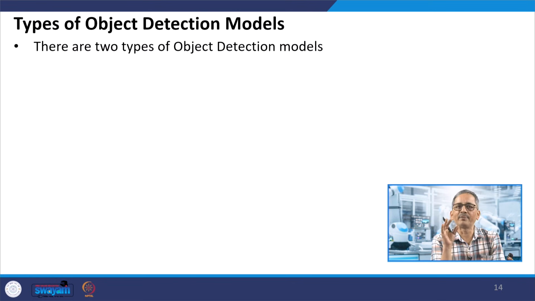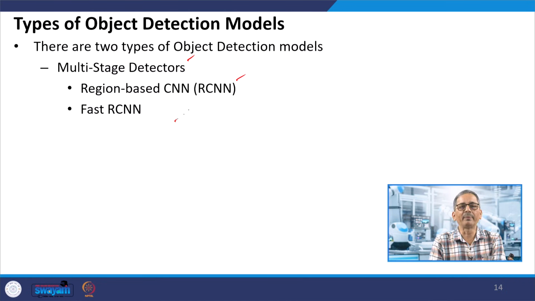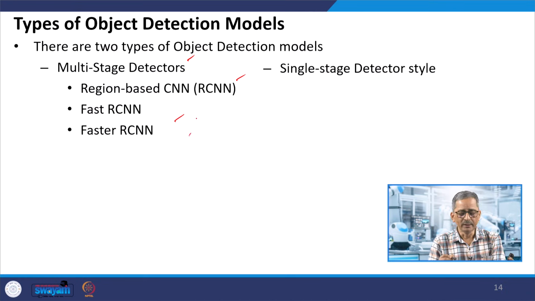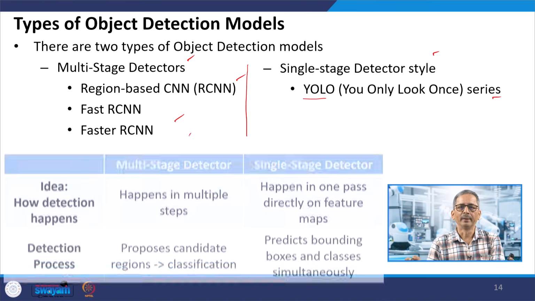Next, let us see the types of object detection models. There are two types of object detection models. These are the multi-stage detectors, which are region based CNN or RCNN, then we have Fast RCNN and Faster RCNN. So these are the multi-stage detectors. Then we have the single stage detectors, where we have YOLO, that is You Only Look Once series, from version 8 to version 9 and so on.